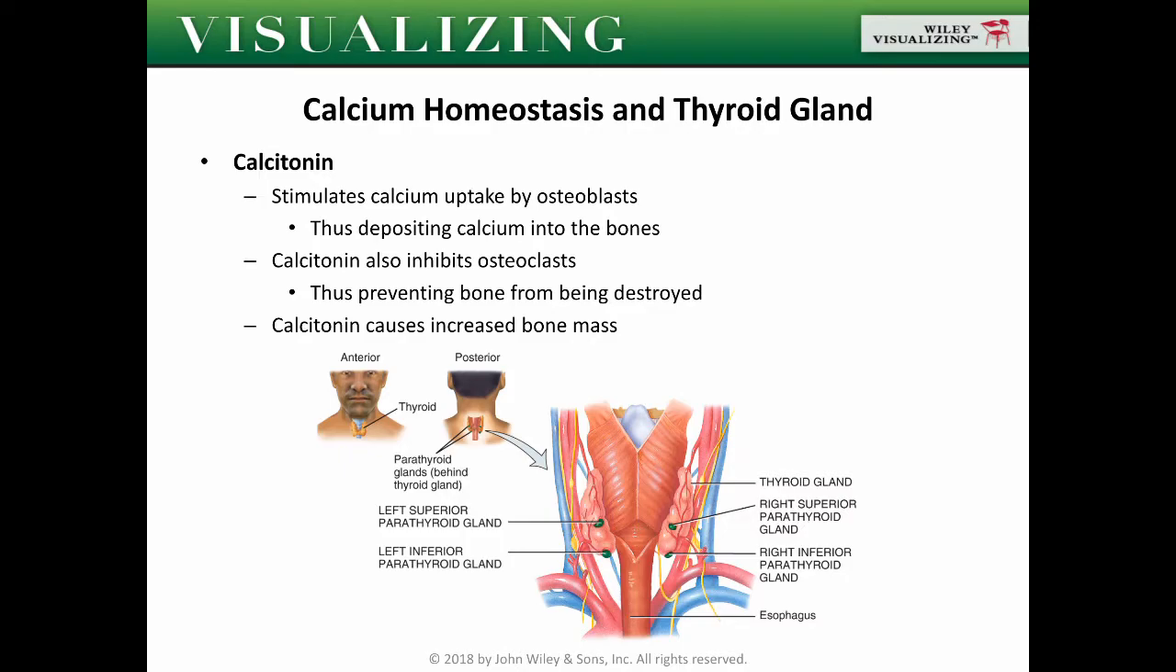Now, aside from T3 and T4, we also have calcitonin. Calcitonin, produced in the thyroid gland, stimulates calcium uptake by osteoblasts. So in the bones, we have two types of cells: the osteoblast and the osteoclast. The osteoblasts are the builders. They build up bone mass, bone tissue, by depositing calcium from the blood to the bones.